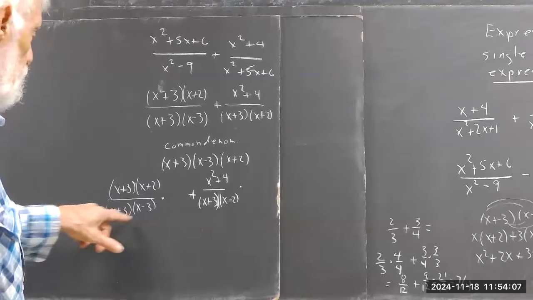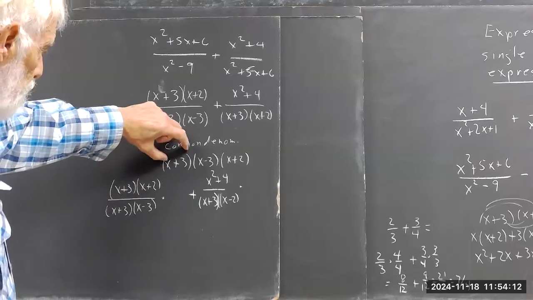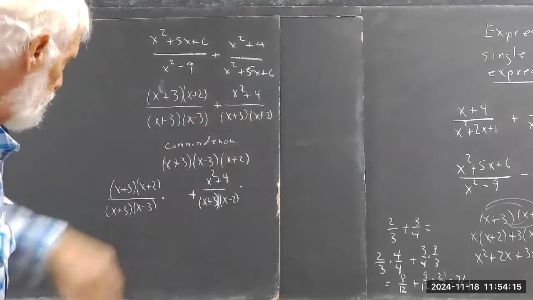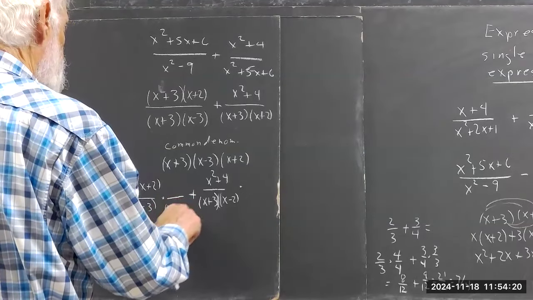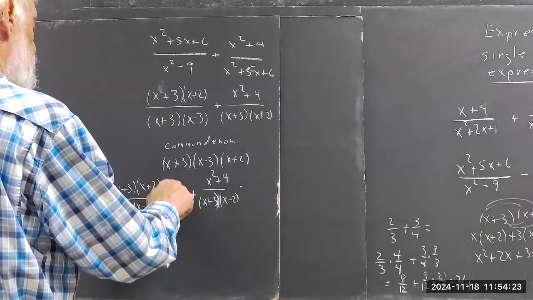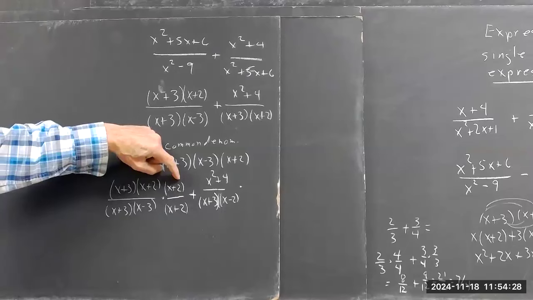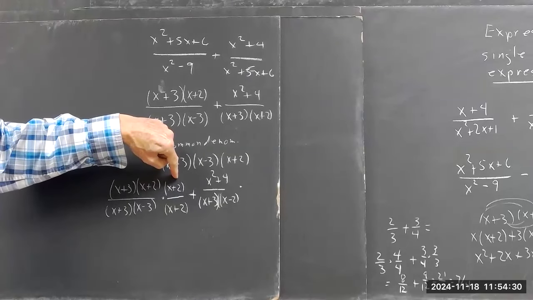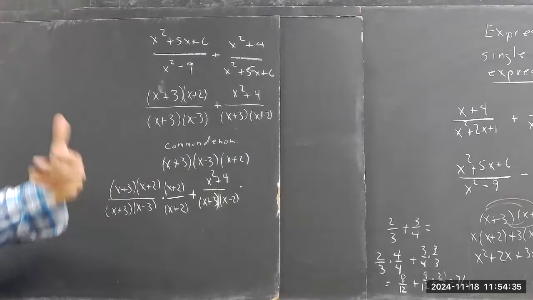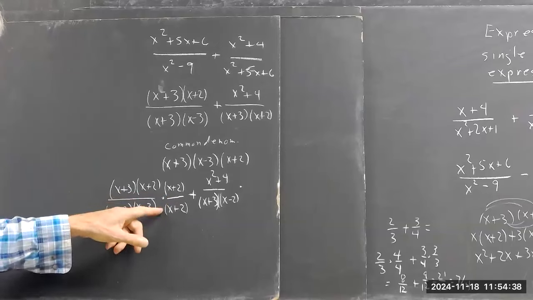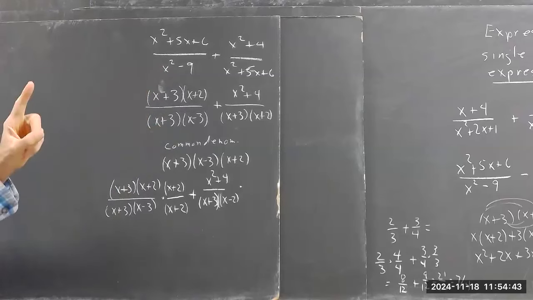Okay, so what do we need to multiply this denominator by to get this denominator? Well, we've got x plus 3, we've got x minus 3. We need x plus 2. So we're going to have x plus 2 here. But if we've got x plus 2 here, to keep from changing the value of this expression, we've got to have an x plus 2 in the numerator. So x plus 2 divided by x plus 2 is equal to 1. We've then essentially multiplied this expression by 1.